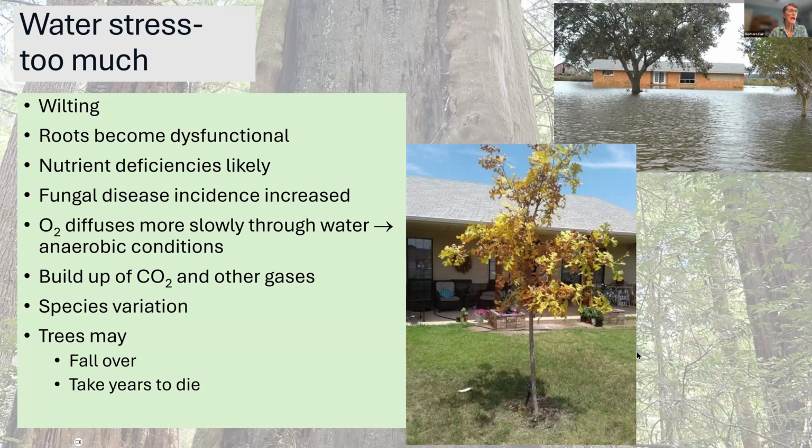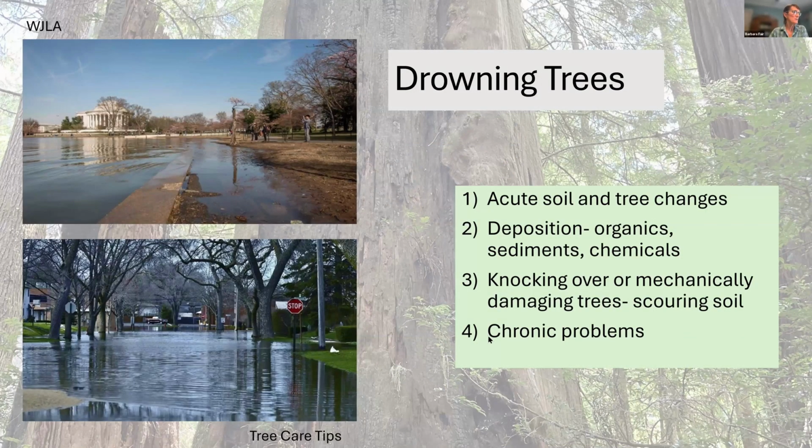And again, it may not happen for many years until you start seeing things going south. In the interest of time, I'm not going to talk about all of these things, but you can imagine what can happen there. Drowning trees, again, is it acute? Do you have soil changes? Oftentimes you do. A lot of times water brings in chemistry and other chemicals and sediment from other locations. They can certainly knock over trees by scouring the soil, and it can lead to chronic problems.